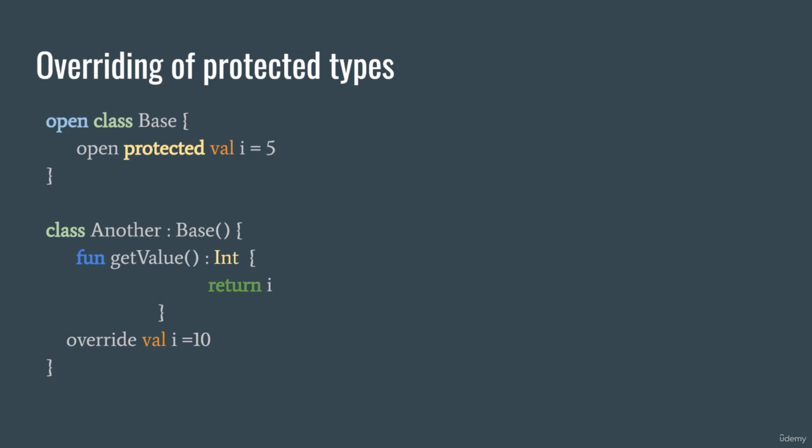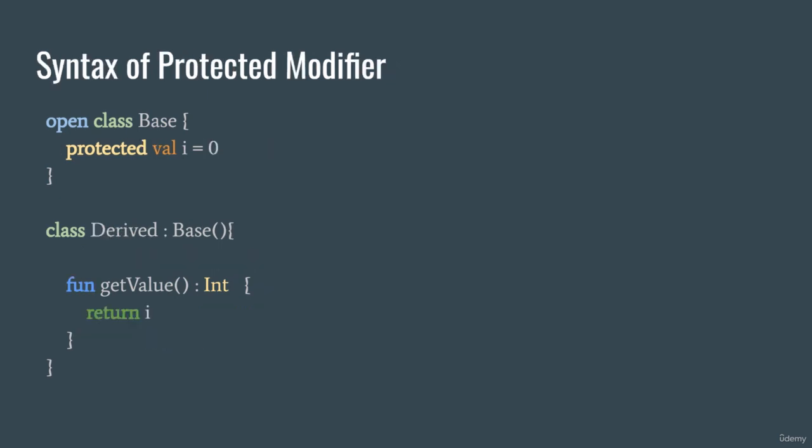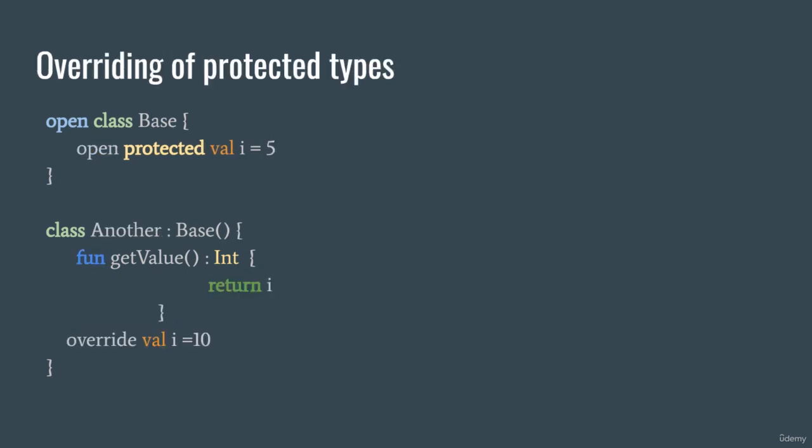So you can see we have another class which also inherits from base, so different to the one that we had before. As you can see, this was class derived, and now we have this class called another. It derives from base. It also has a function called getValue, and then it returns I. But on top of that, it overrides the value I. So here you can see, if you want to be able to override something, you need to add the open keyword to it. So in this case, you need to open the value that we use there, the variable.